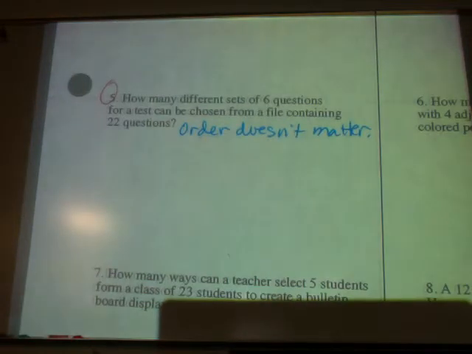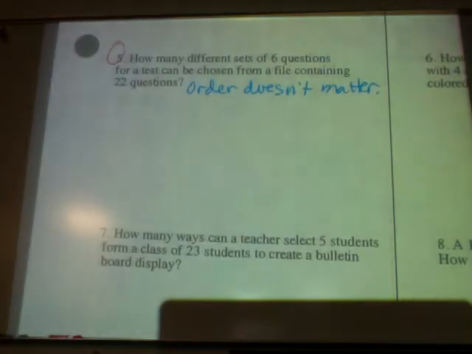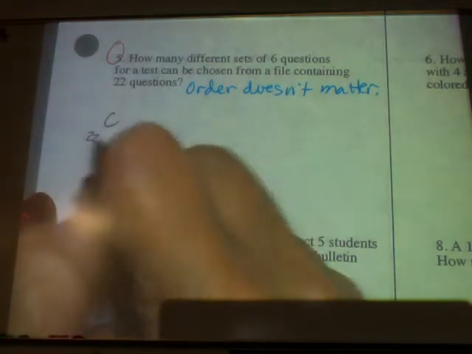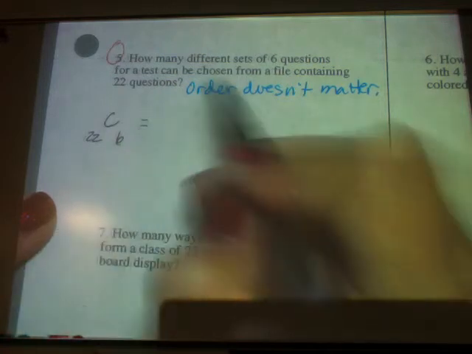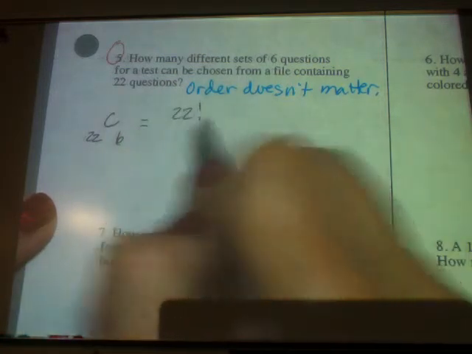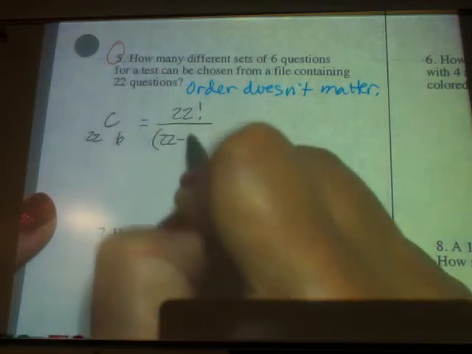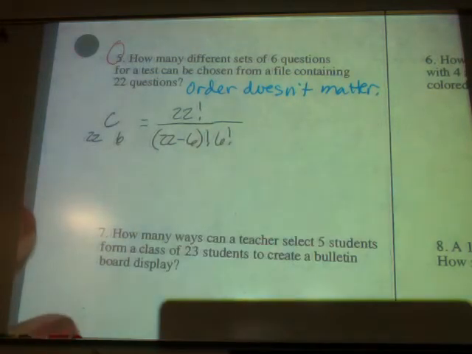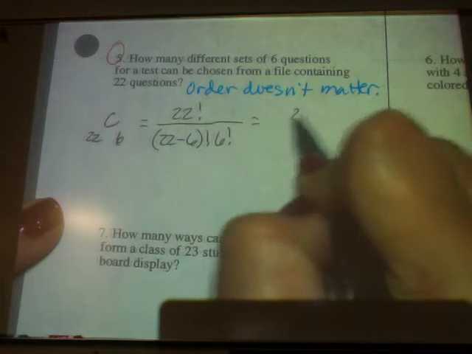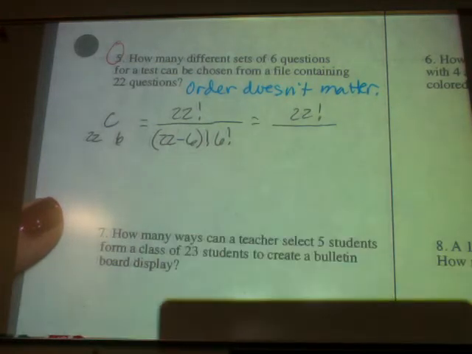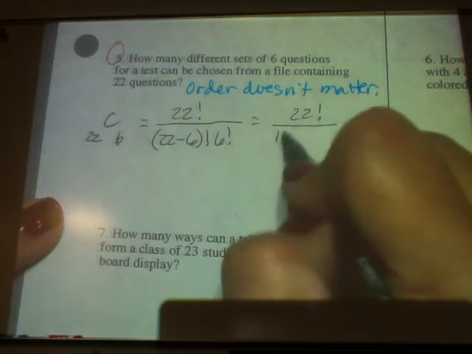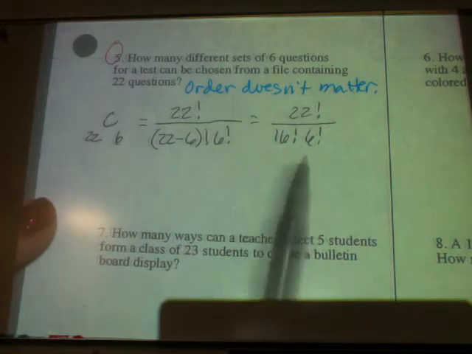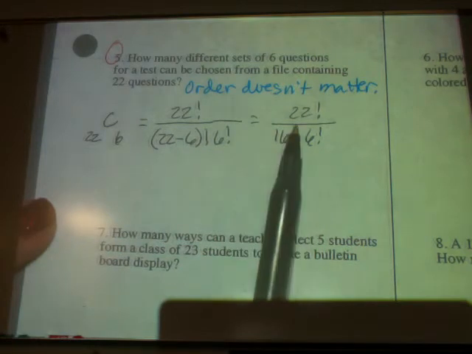So is that a combination or a permutation? Combination. So how many total items do I have to choose from? 22. How many am I choosing? 6. So then for a combination, we've got 22 factorial divided by 22 minus 6 factorial. And then you have to write the 6 factorial again. So that really leaves me with 22 factorial over, what's 22 minus 6? 16 factorial times 6 factorial. So out of the two on the bottom, which is the biggest? 16 factorial. So when you're stretching out the 22, stop at 16.